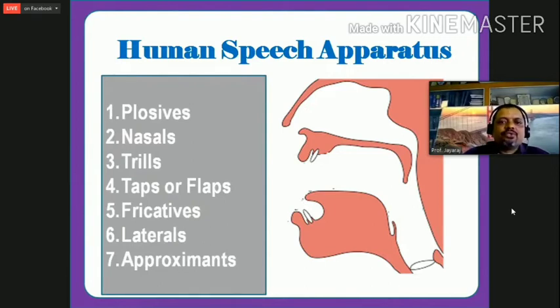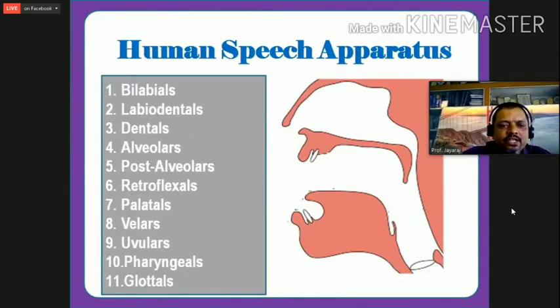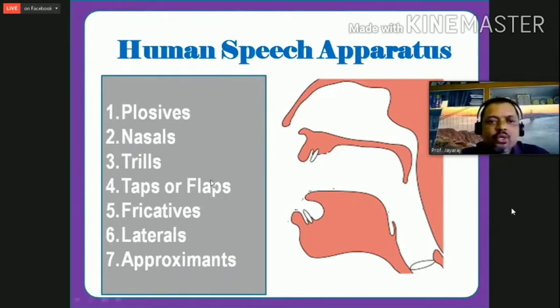Now, when it comes to the human speech apparatus in English, I will come to the places of articulation once again, and then let us come to the human speech apparatus. There is another important aspect called manners of articulation, which are very, very important. You can produce some sound through the nasal region, and you can produce the same sound through the oral cavity, orals, nasals, and all those things. Let us look at those manners of articulation.